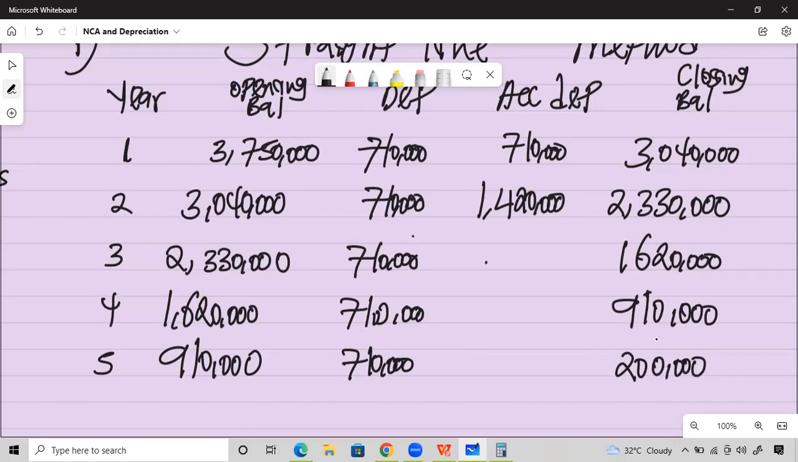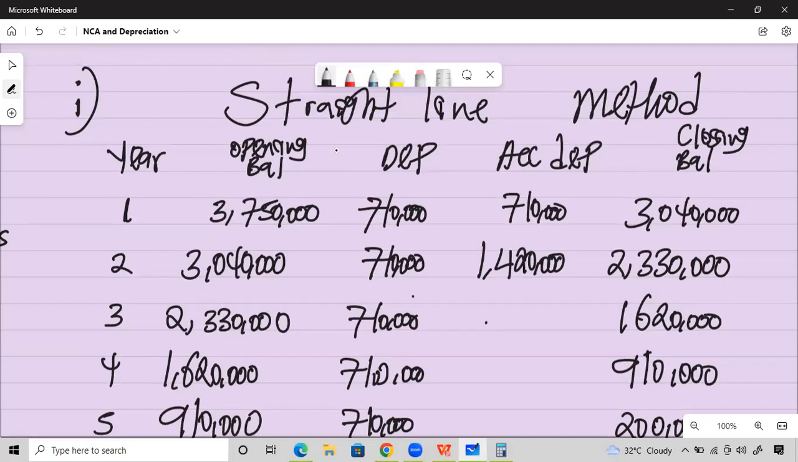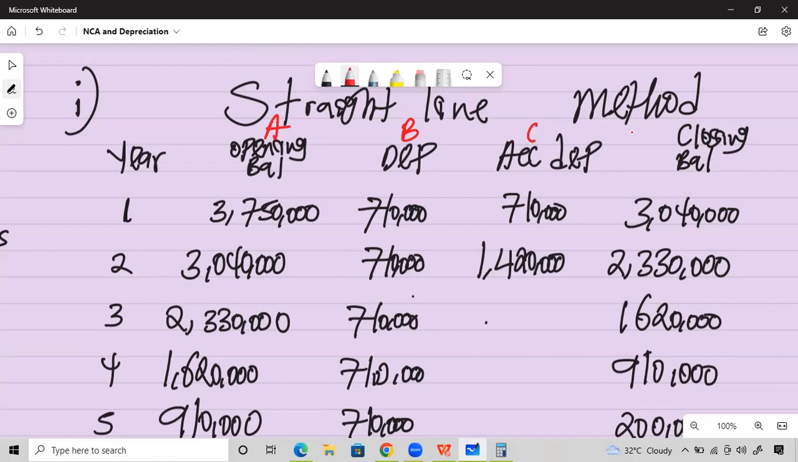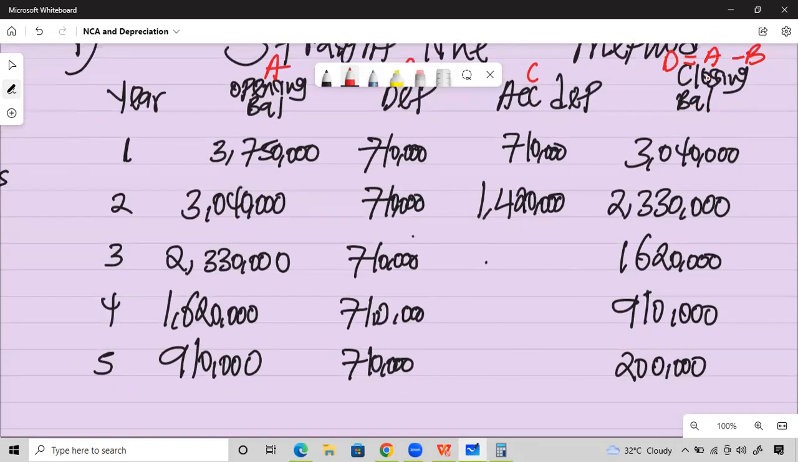Okay, so that is it. Let's say this is A, this is B, this is C, and this one is D. D equals A minus B. So do the accumulated depreciation by yourself.